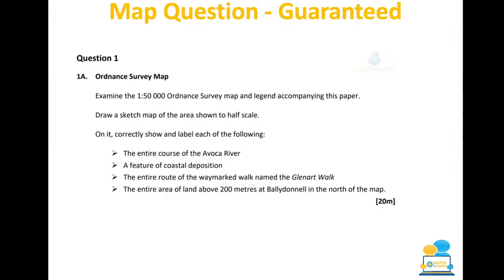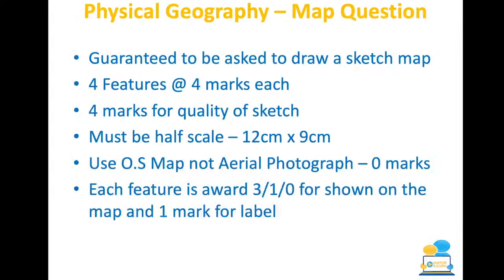Okay, they ask you to draw a sketch map, and they always ask you to put in 4 different features. So we've got feature 1, 2, 3, and 4, and it's 20 marks. So how does that come to be? How is that marked? I'm just going to show you quickly how it's marked. You're guaranteed to be asked to draw a sketch map for one of the Section A's.